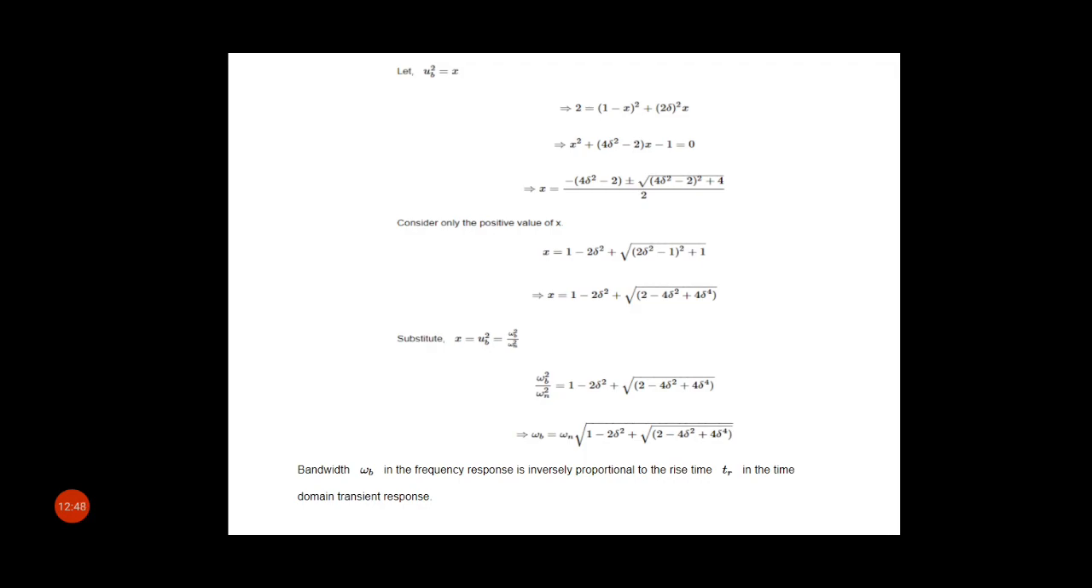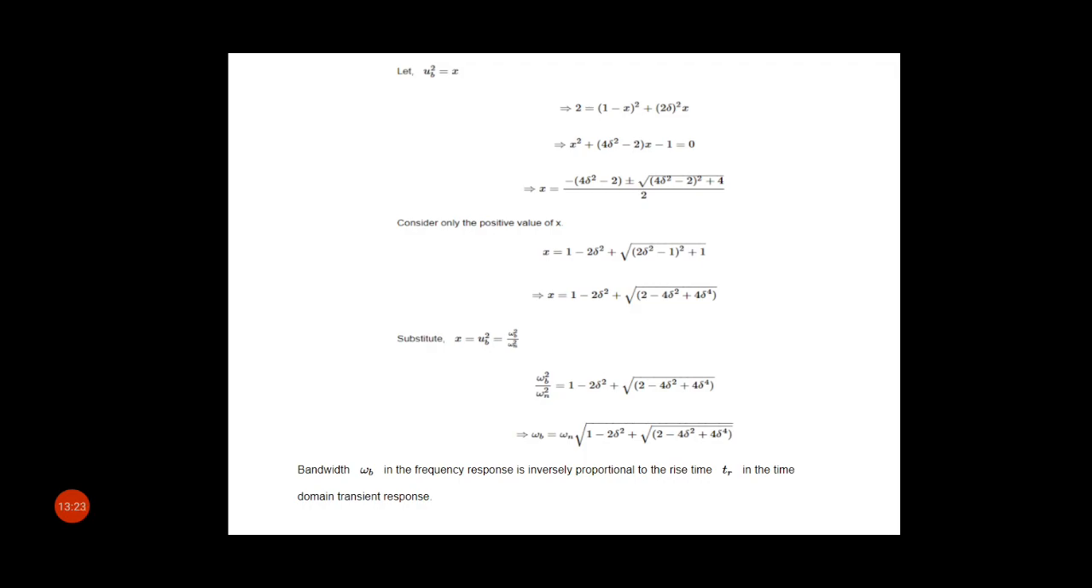From this equation, we can write omega_b square divided by omega_n square equal to 1 minus 2 zeta square plus root under 2 minus 4 zeta square plus 4 zeta to the power 4. So we can say omega_b equals omega_n root under 1 minus 2 zeta square plus root under 2 minus 4 zeta square plus 4 zeta to the power 4. In this way, we can define the bandwidth.